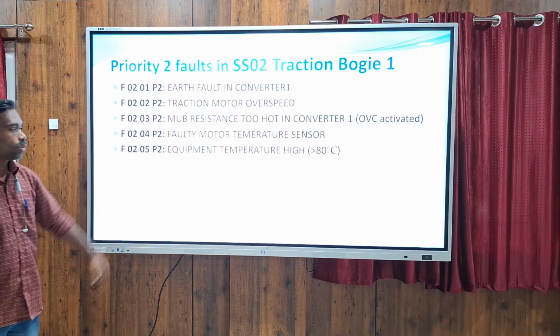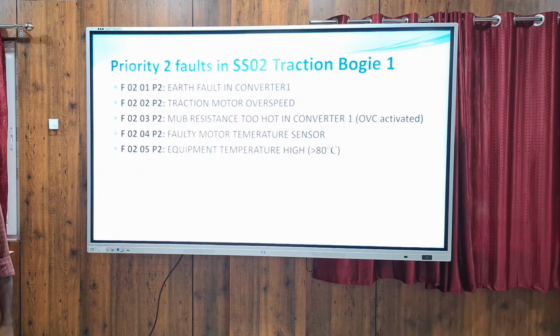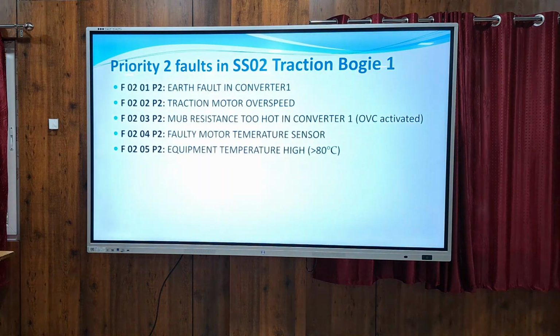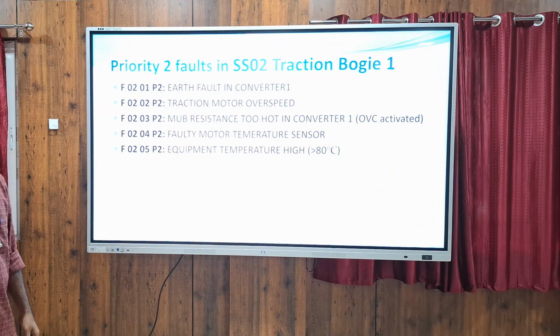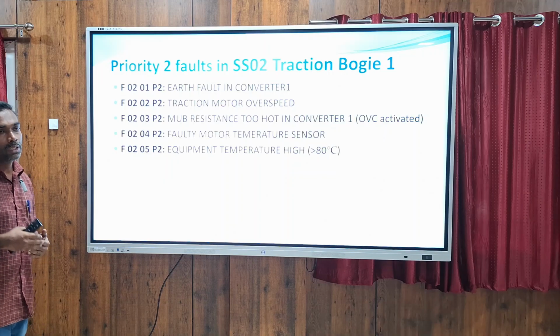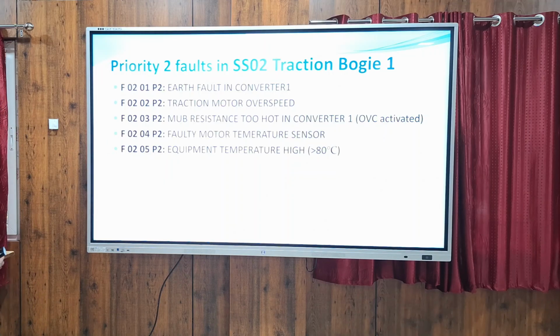Next is traction motor overspeed. Similar to temperature, each motor has a speed sensor also. That speed sensor is monitored by the SR. SR1 is monitoring speed of TM 1, 2, 3. Similarly, SR2 monitors 4, 5, 6. If it finds some speed difference between the TMs, then this fault will come.